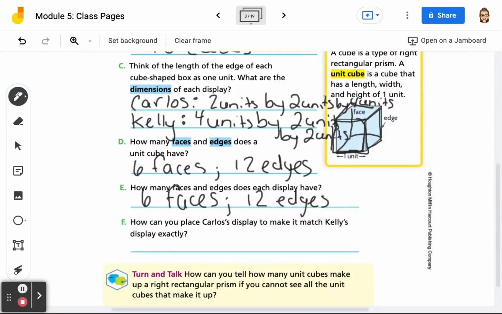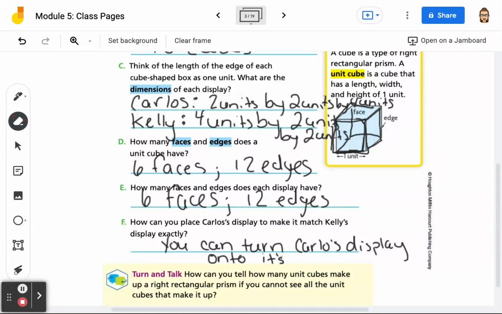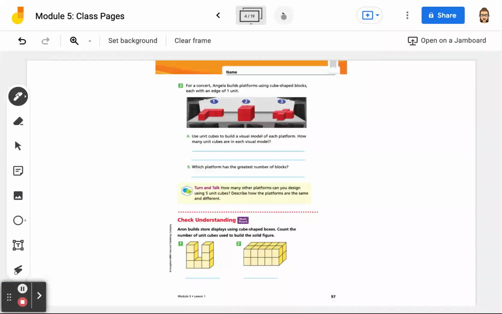So how can you place Carlos' display to make it match Kelly's display? Well, we would just flip it on its side. And we'll go to the next page.